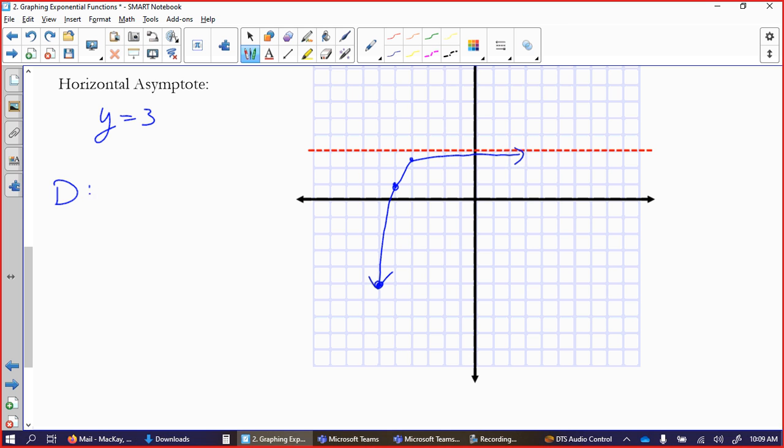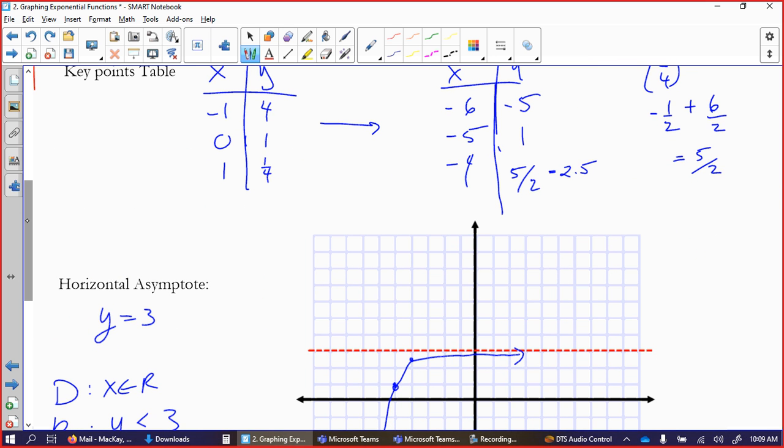Domain is all reals. Range is y less than 3, because this one's flipped upside down, and that would be that.